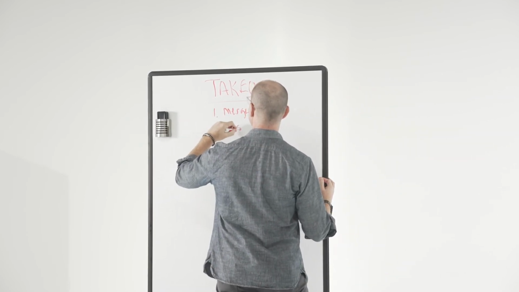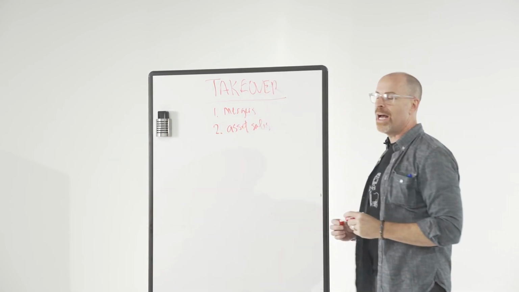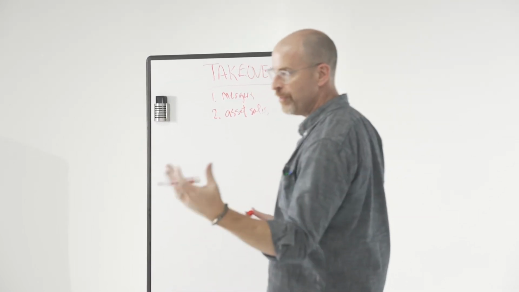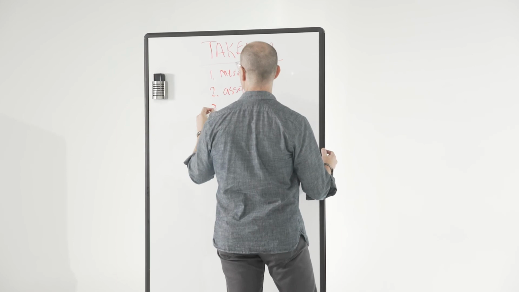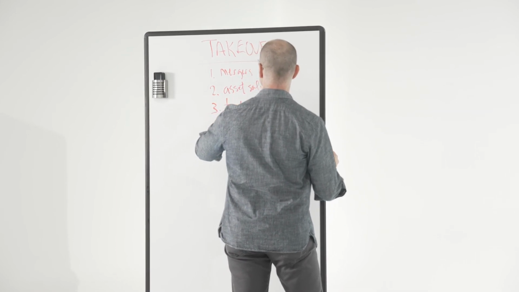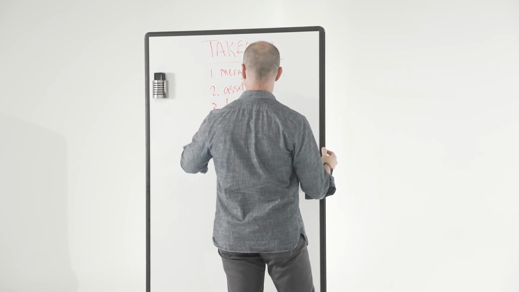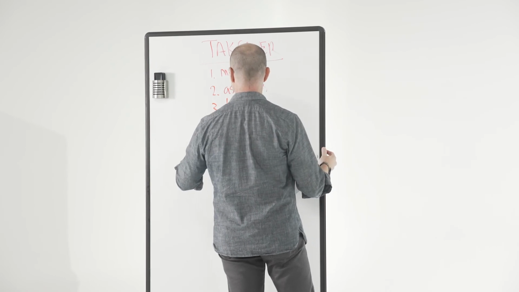We have asset sales. And we covered that in a previous episode, and I'm assuming for these purposes that you've viewed that. We have tender offers. We have proxy contests. And we have share purchases.